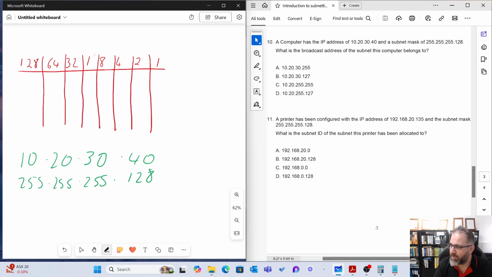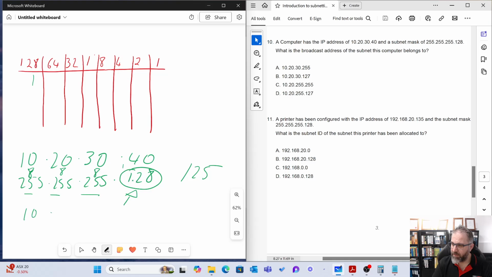But basically, this is the interesting part. When we see 255, 255, 255, it's boring. But this one's interesting. I know that if I put the 1 there, that's the 128. So I know this is going to be a /25, because that's 8, 16, 24, and then plus 1, it's 25. And the magic number here is 128.